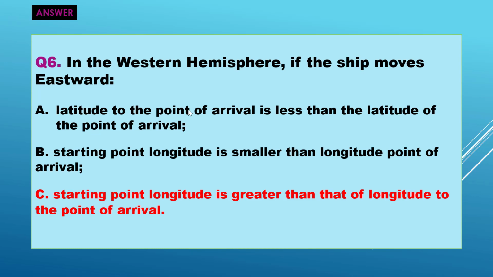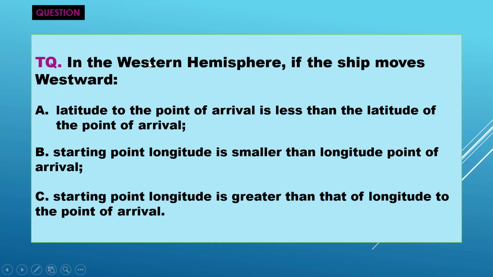So for my viewers out there, another question for you. In the Western Hemisphere, if the ship moves westward, what will be the correct answer? A. Latitude to the point of arrival is less than the latitude of the point of arrival. B. Starting point longitude is smaller than longitude point of arrival. C. Starting point longitude is greater than that of longitude to the point of arrival.